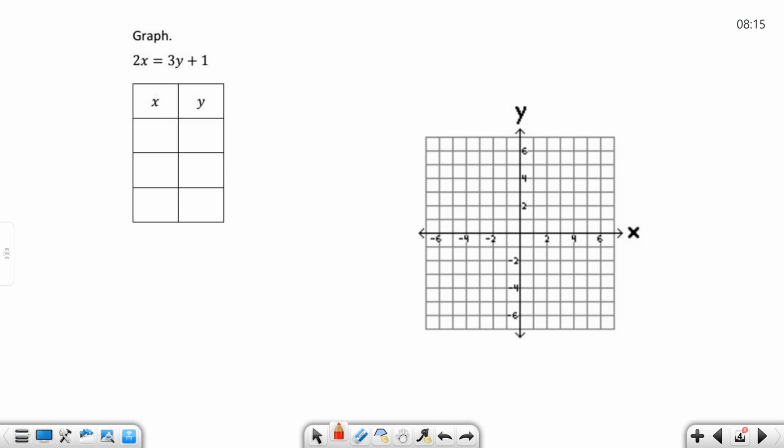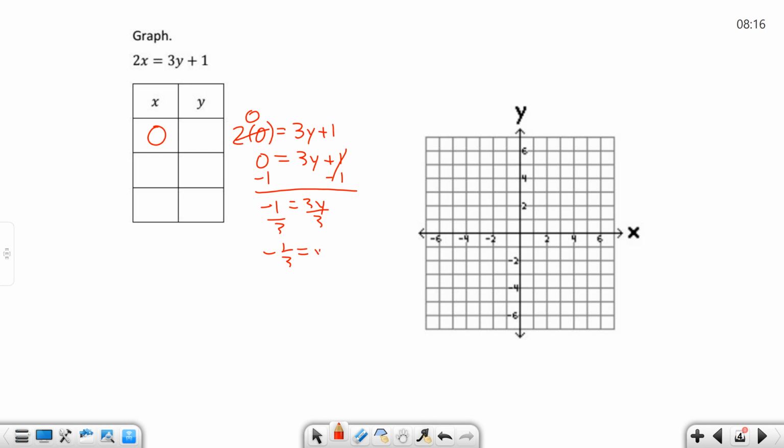So you tell me, I want to let x be something, or y, it doesn't matter, but I'm going to let x be something. So what I'm going to do is let x be 0 to start with. So I'm going to put 0 in for x. Well, if I do that, then I have 2 times 0 equals 3y plus 1. And 2 times 0 is 0, so 0 equals 3y plus 1. I'm going to subtract 1. Negative 1 equals 3y, and then divide by 3. So negative 1/3 equals y.